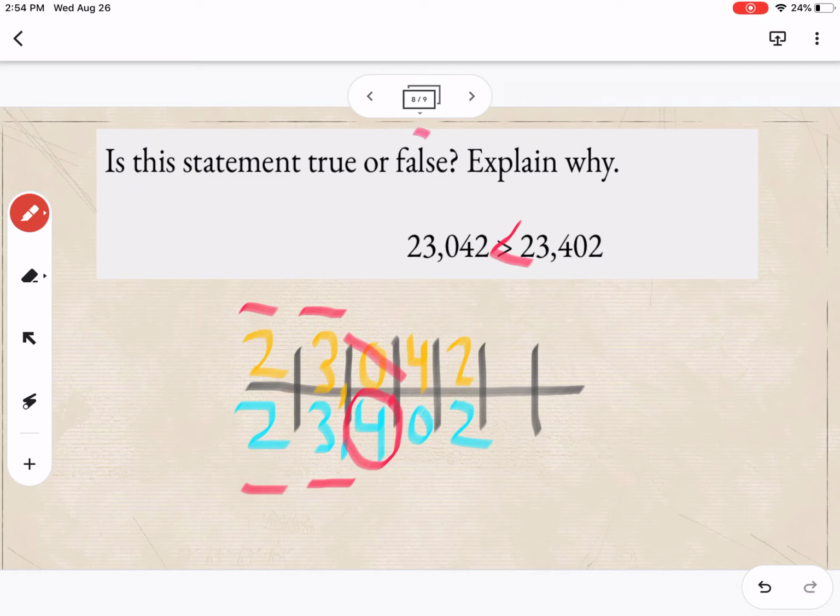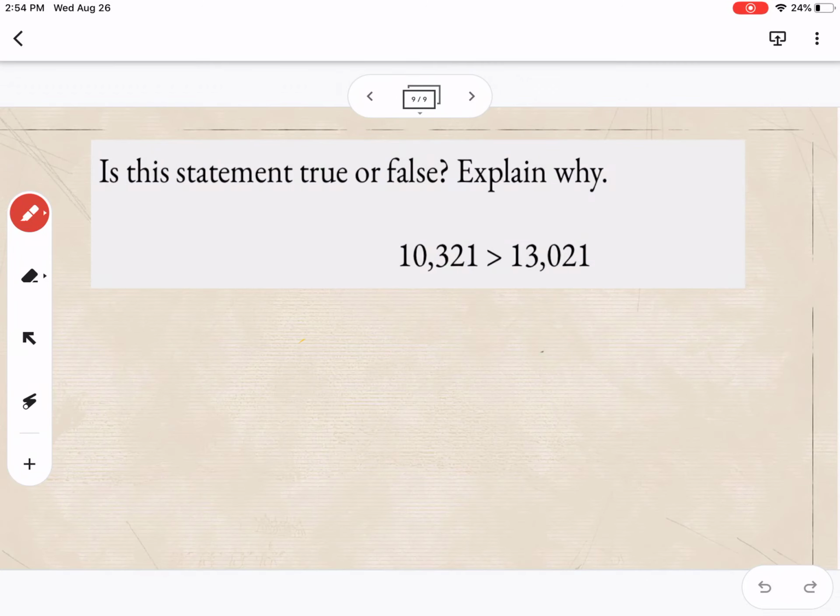23,042. This was false. To explain why, I would explain that the digit 4 in the number 23,402 is greater than the digit 0 that's in the hundreds place of the number 23,042. So 4 in the hundreds place is greater than 0 in the hundreds place. So the statement is false. Let's take a look at one more.